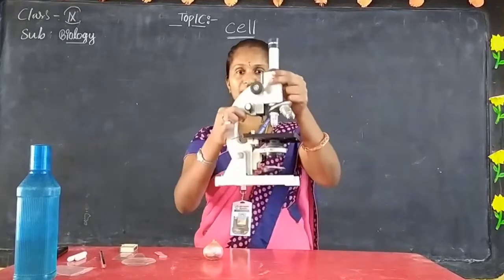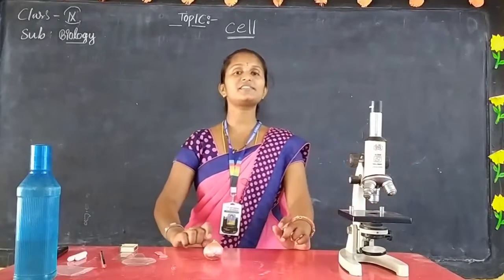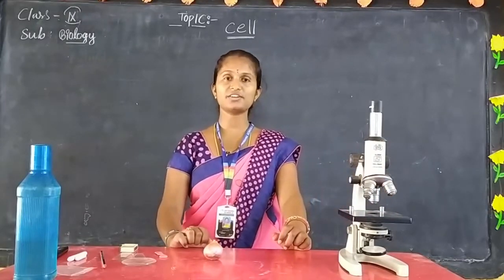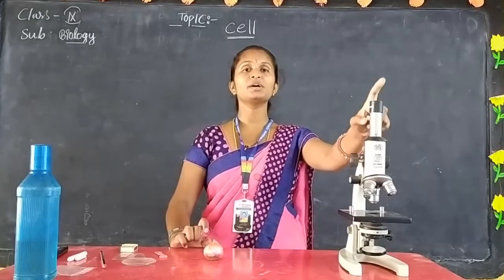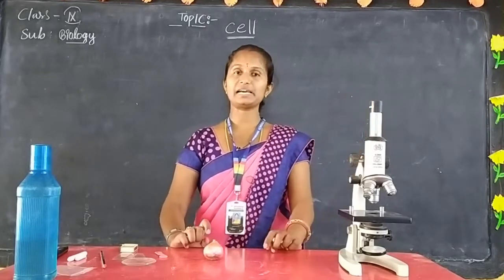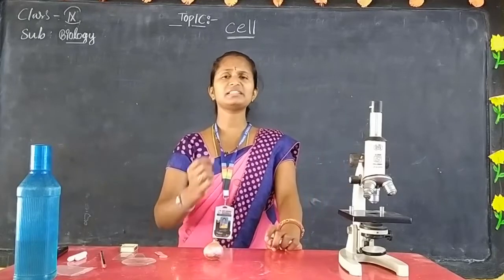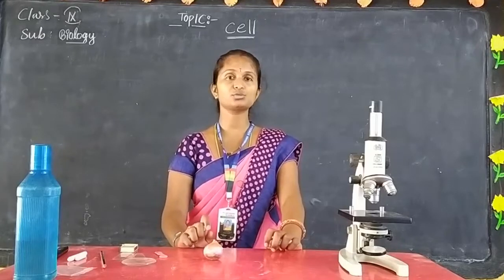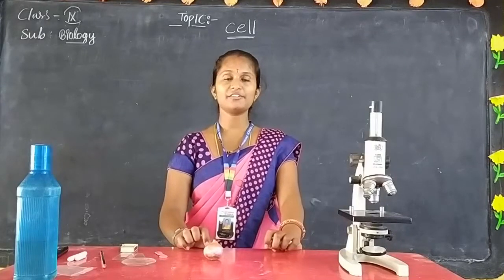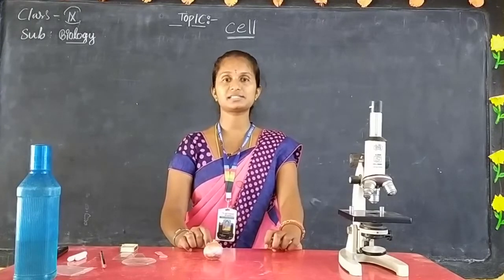This is the microscope. And next, who discovered the cell? The cell was discovered by Robert Hooke. And who discovered the microscope? Robert Brown. Yes, they were the scientists who concluded that there is something in our body to organize, to grow and to function everything in our body. That is nothing but the cell.